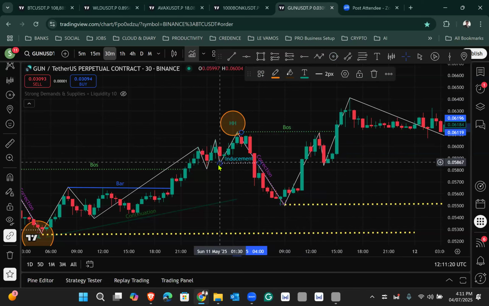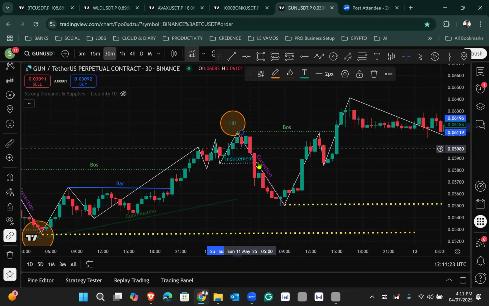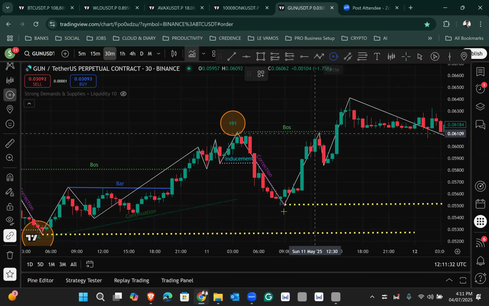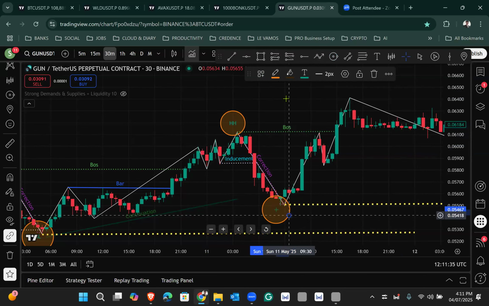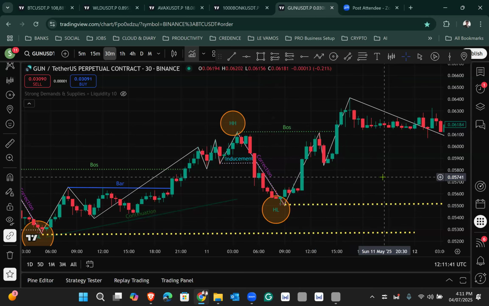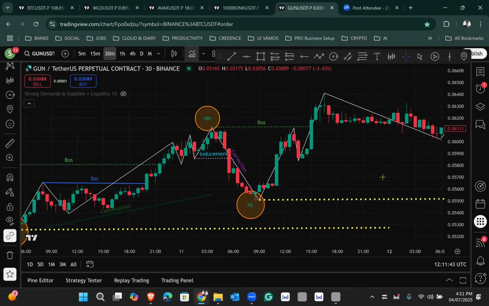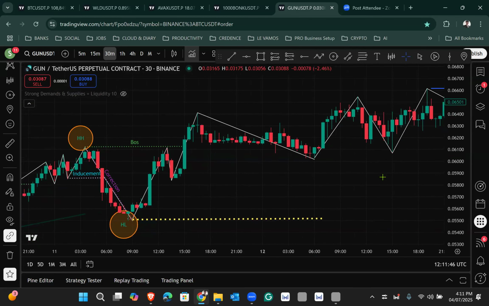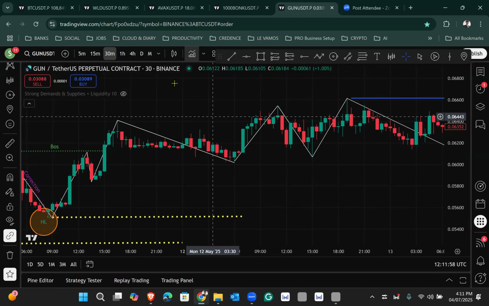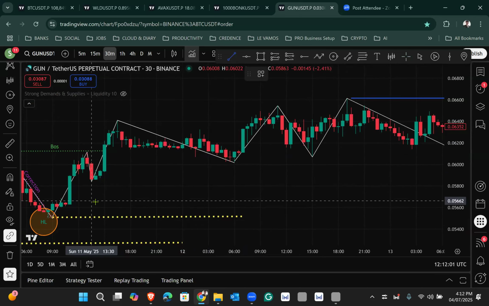Because this is the inducement, the last valid pullback, and here this is crossing the inducement. So this is called a correction. So I consider this is the higher high and this is the higher low. And it continues like that. Exactly. So it continues again here, going. So impulse. This is all the continuation.